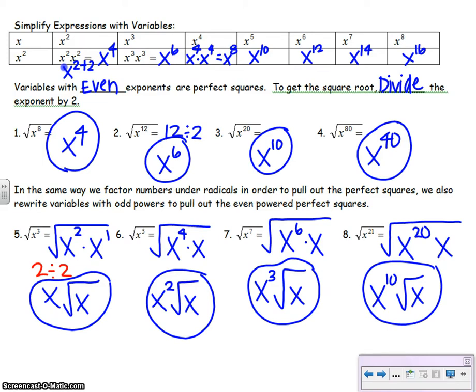Go ahead and take a minute. You can pause the video and try to write your summary on how to take the square root of variables with an odd exponent.